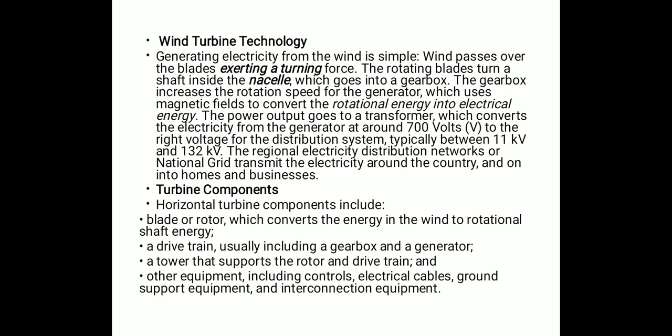Now there are some turbine components. Horizontal turbine components include the blade or rotor, which is the main component that converts the energy in wind to rotational shaft energy. A drive train, usually including a gearbox and a generator. A tower that supports the rotor and drive train. And the other equipment including controls, electrical cables, ground support equipment and interconnection equipment.